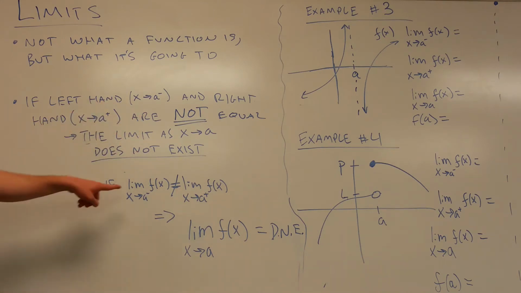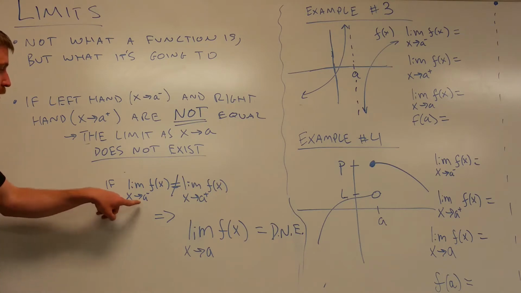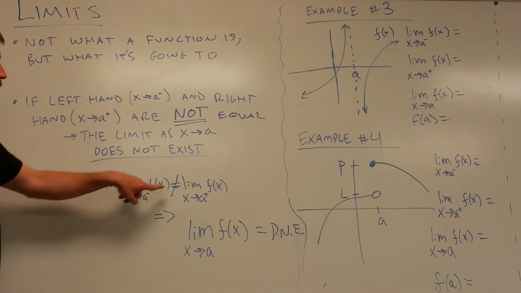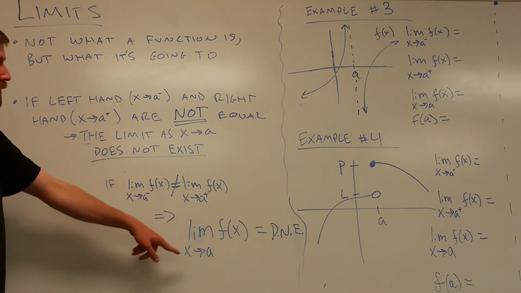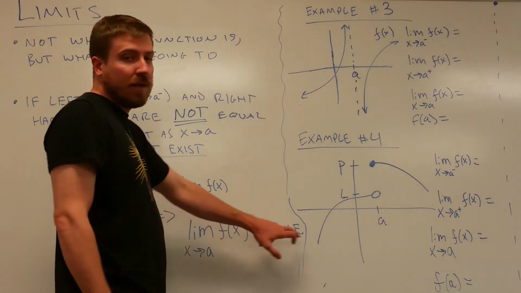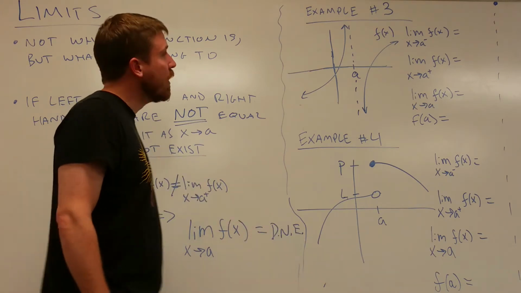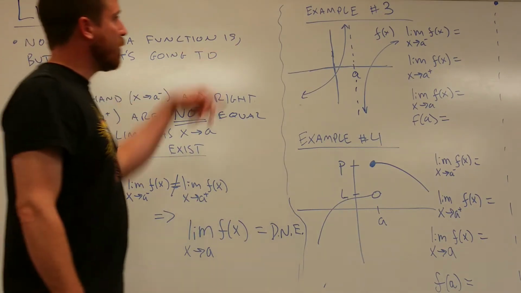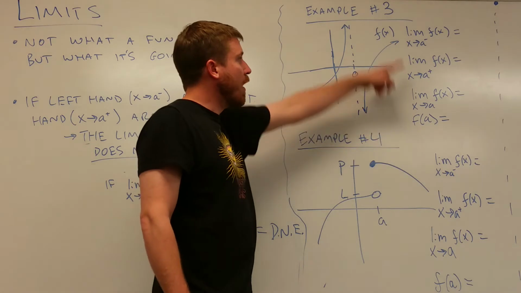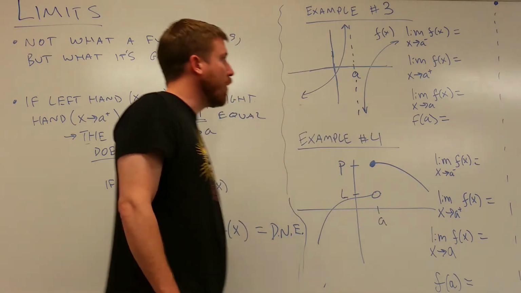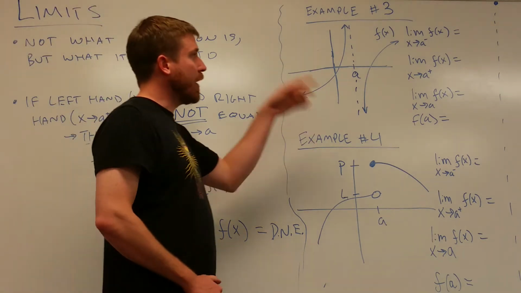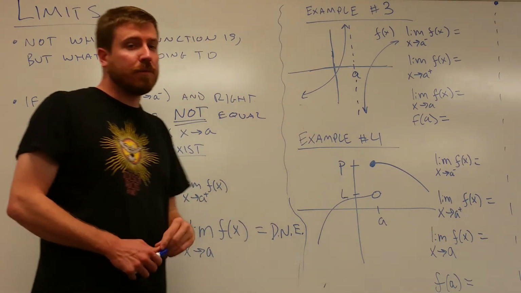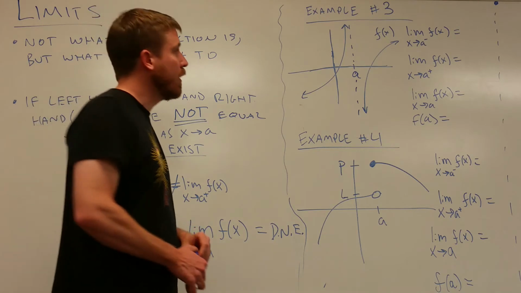In equation form: if the left-handed limit and the right-handed limit are not equal, then the limit of f of x as x approaches a, DNE, which stands for does not exist. If we look at these two examples right here, there are 4 little small problems in here. Pause the video and try to solve these on your own. Then when you've got them, play it back and see how you did.